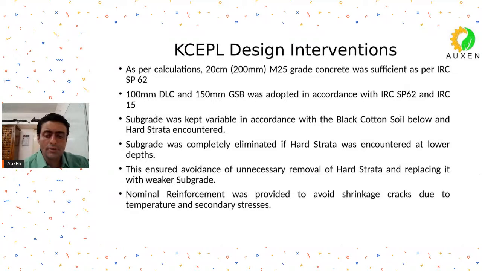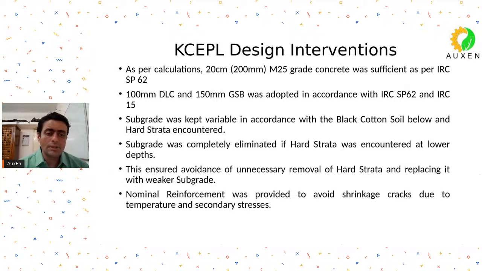What was the original thickness provided in the earlier design in phase 1? If you remember, it was 300 M40. So we came up with only 200 M25. All right. We provided a 100 DLC and 150 GSB in accordance with, once again, IRC SP62 and IRC 15. Here we took a decision based on good common sense on the subgrade. We did not give a 500 subgrade as was given in the phase 1 design by the other consultants.